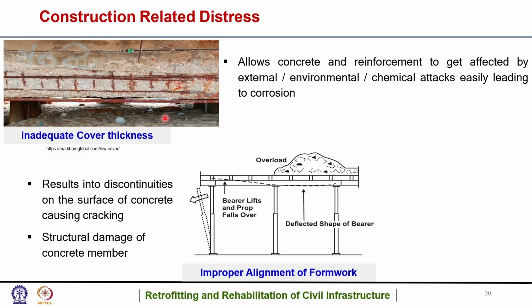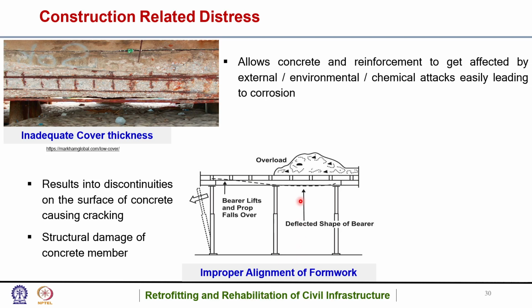One more can be inadequate cover thickness. Cover is basically the distance from the outer edge of the concrete to the reinforcement. So if the cover thickness is inadequate or less than required, it allows the concrete and reinforcement to be affected by external environmental and chemical attacks, and that will easily lead to corrosion. That is one of the very serious problems nowadays, and it has been one of the very important topics in structural engineering from time immemorial: corrosion or durability. Then one more factor is improper alignment of formwork.